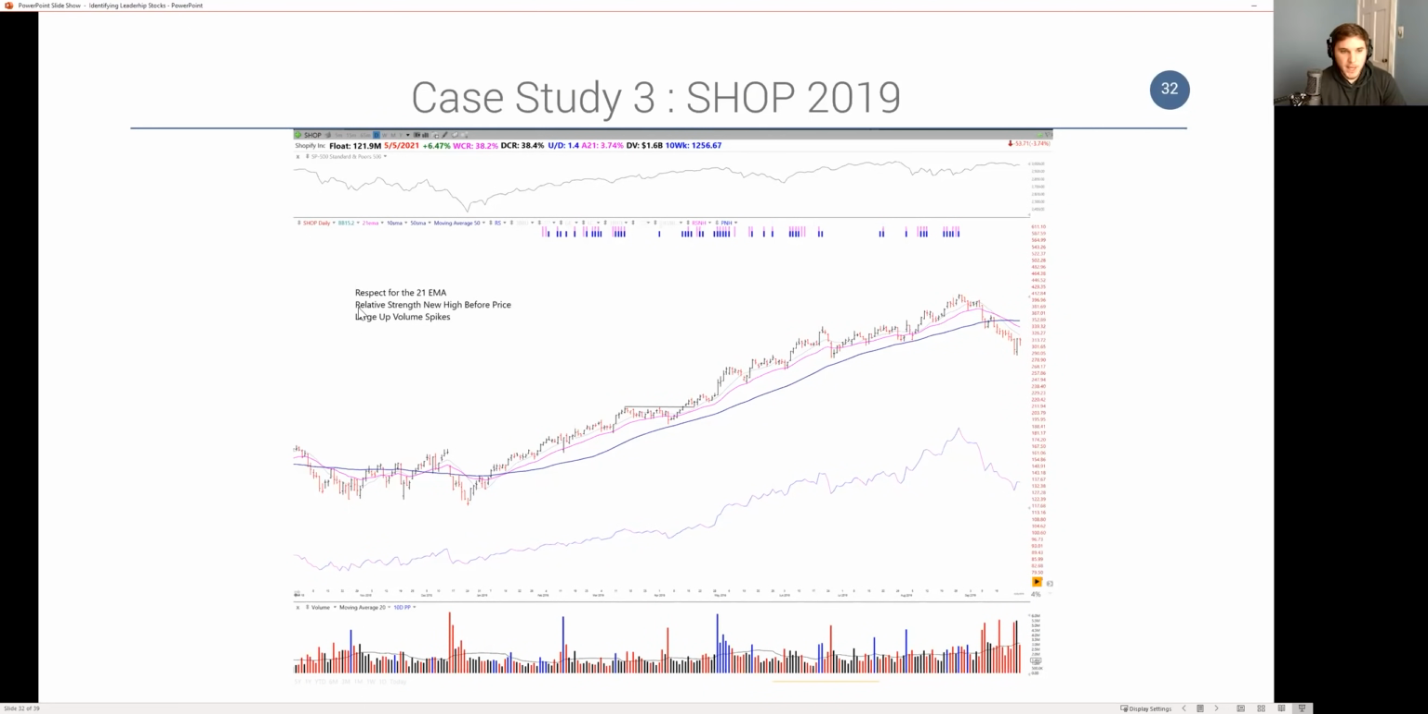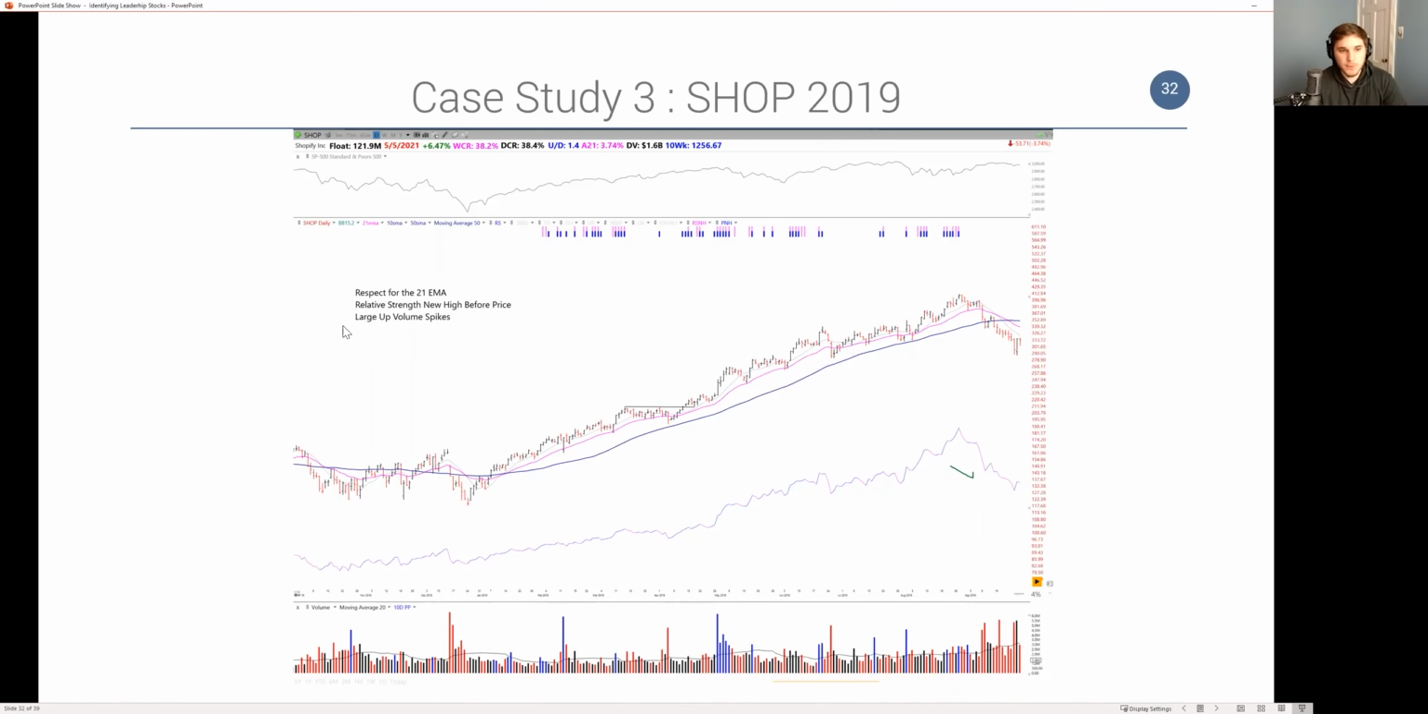And from this point, it really has a nice respect for the 21 exponential moving average. We can see it finds support around here, this area, again, breaks through it a little bit, but shoots right back up above it, and here, here, and here. And really, you can see it bounce off the 50 SMA here. And then finally, when it starts breaking the trend, you can see volume pick up on the downside. That is when this trend is over.